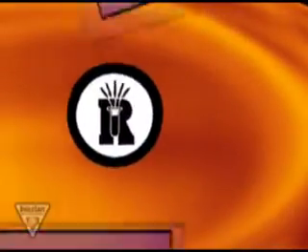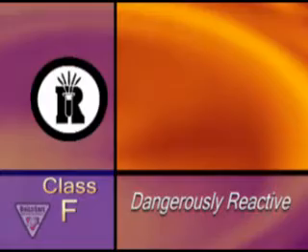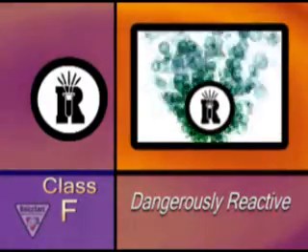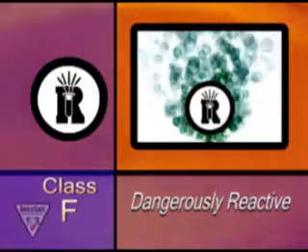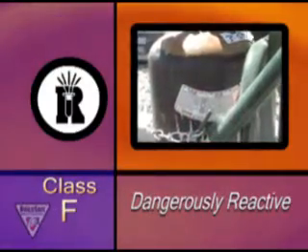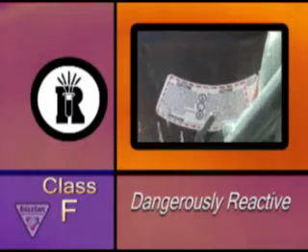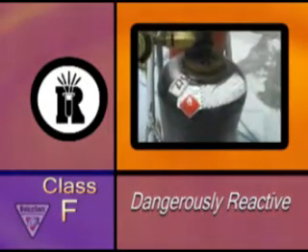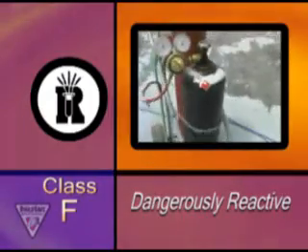Class F represents dangerously reactive materials. Although not the most common hazard found on a construction site, we do work with at least one dangerously reactive material, and that is acetylene. As the data sheet indicates, acetylene is unstable and shock sensitive while in the liquid state. This means we must secure all acetylene cylinders in the upright position so they cannot be dropped.